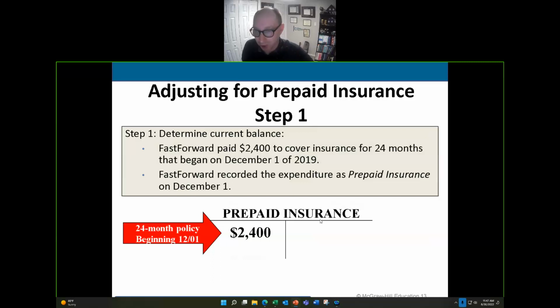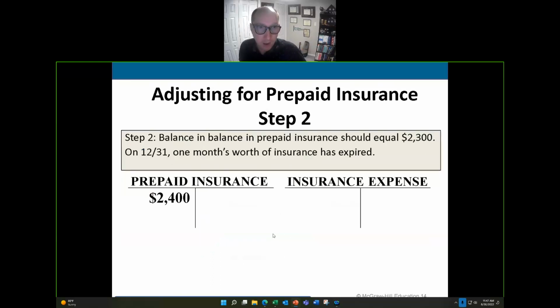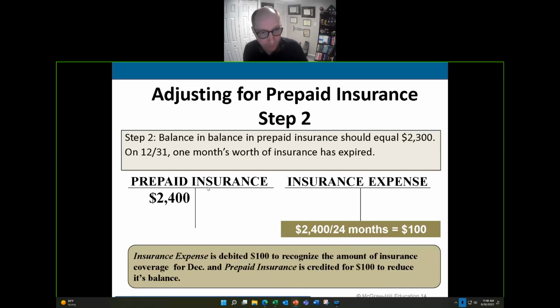So that's the journal entry that we made when we paid for the 24-month policy. We debited prepaid insurance and we credited our cash. That was on December 1. Then at the end of December, I used the insurance that I prepaid for the month of December. End of December, I used $100, right? 2,400 divided by 24 months, that's $100 a month.